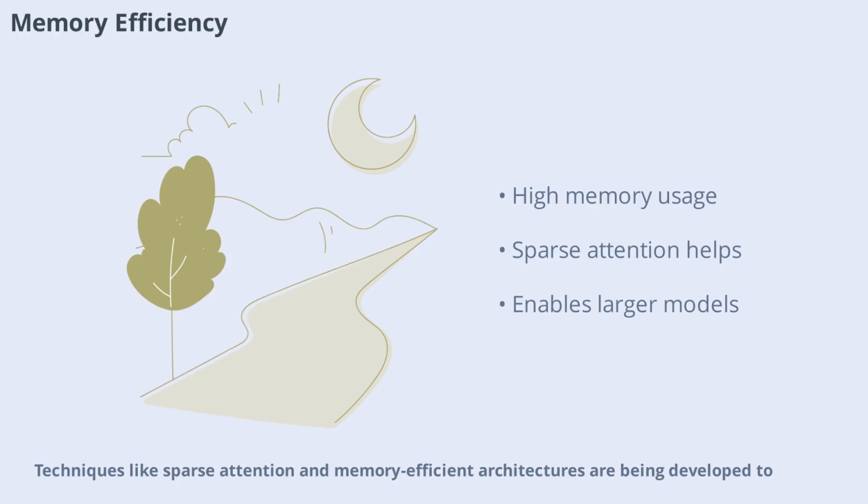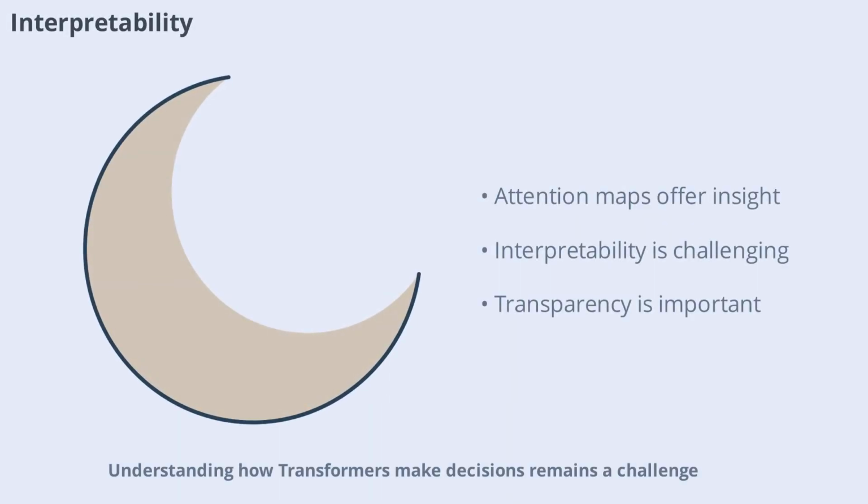Techniques like sparse attention and memory-efficient architectures are being developed to address these limitations and enable the training of even larger models. Understanding how transformers make decisions remains a challenge. While attention maps provide some insight into which parts of the input the model focuses on, interpreting the inner workings of large models is still an active area of research. Improved interpretability will help build trust and transparency in AI systems.